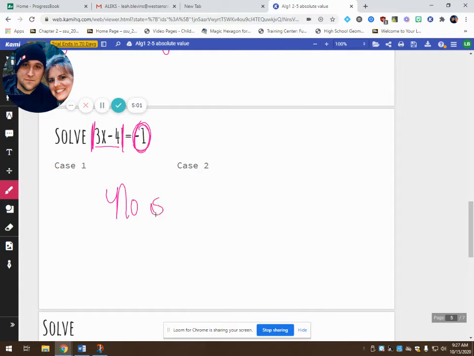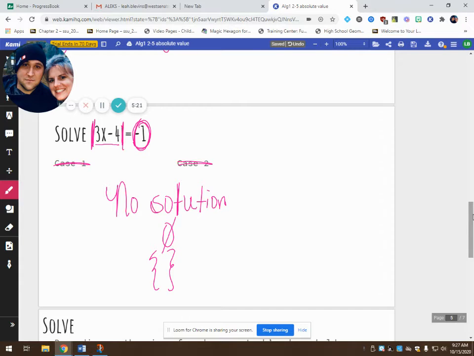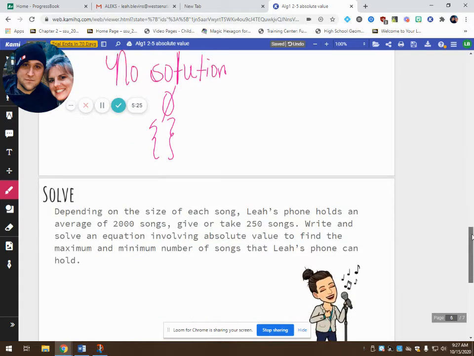to this problem. There's no point in me even taking the time to bother with two cases. I cannot have an absolute value equal to a negative number. So no solution, 0 with a slash through it, the empty set. All of these represent the same thing. This problem has absolutely no solution. Those are the best kind. We don't have any work involved, right?